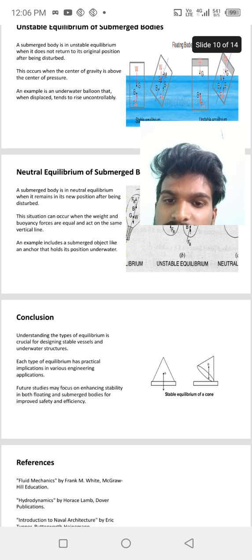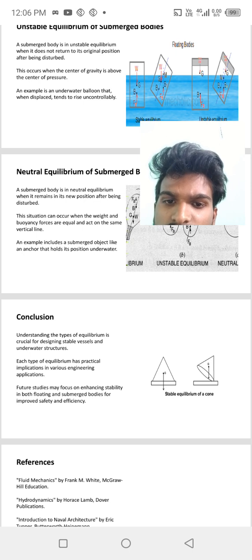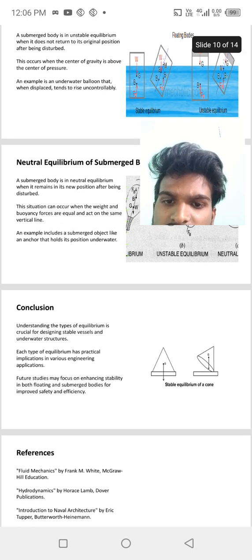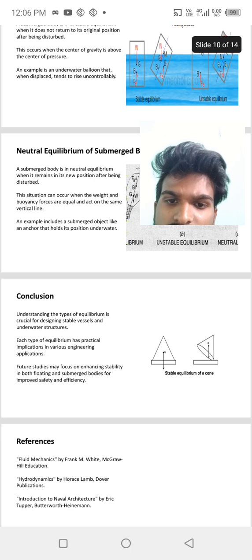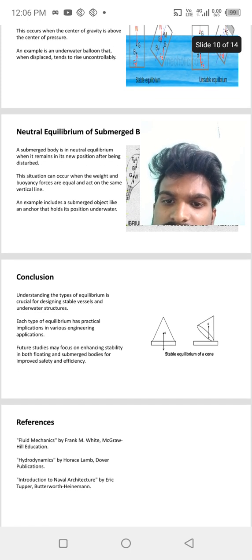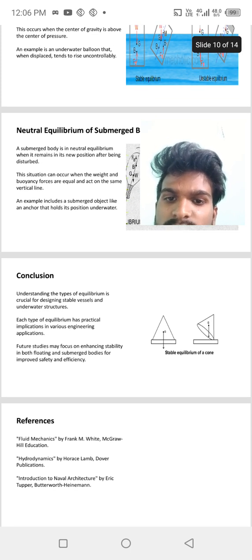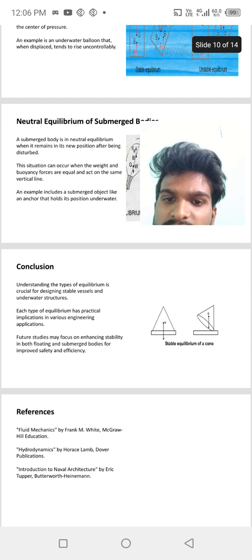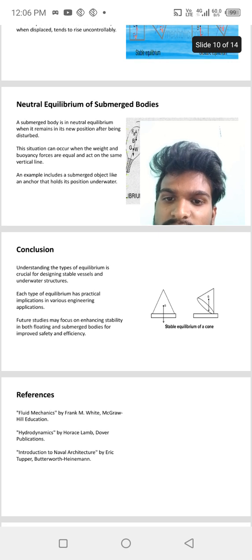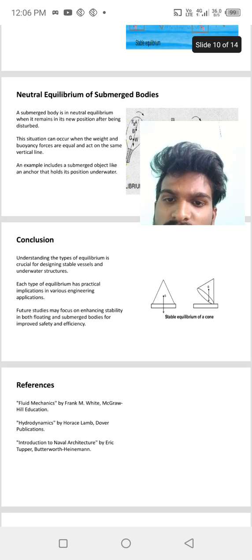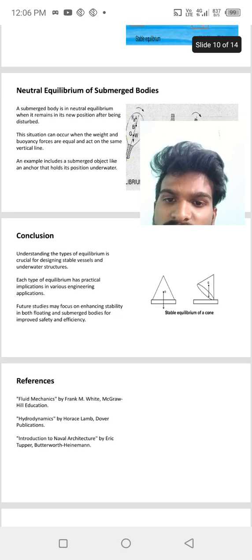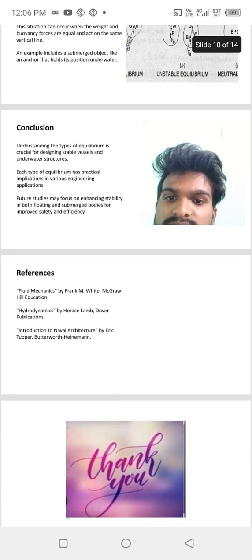Conclusion: understanding the types of equilibrium is essential for designing stable vessels and underwater structures. Each type of equilibrium has practical applications in various engineering fields. Future studies may focus on improving stability in both floating and submerged bodies, for improved safety and efficiency.